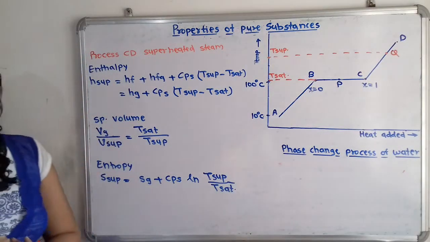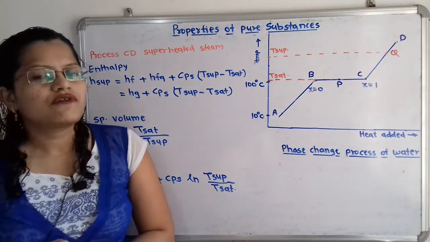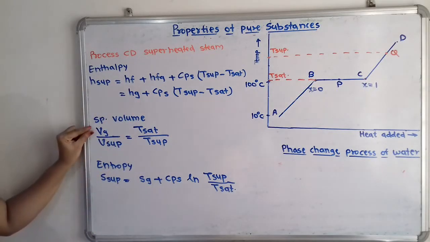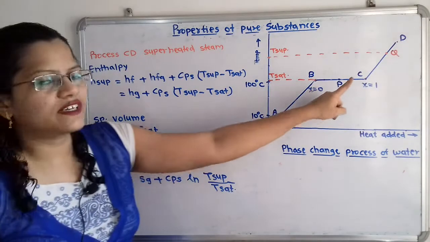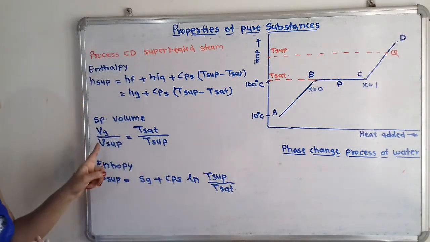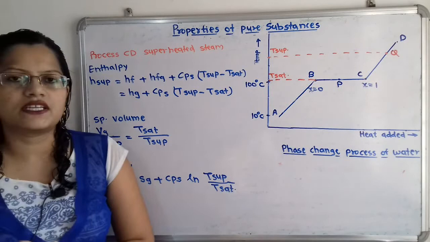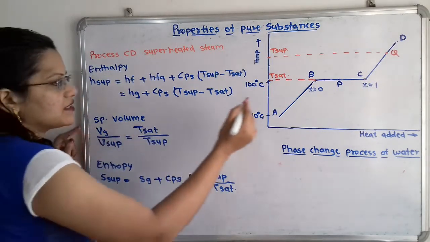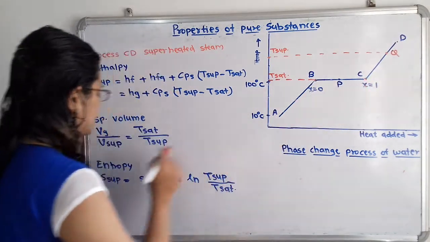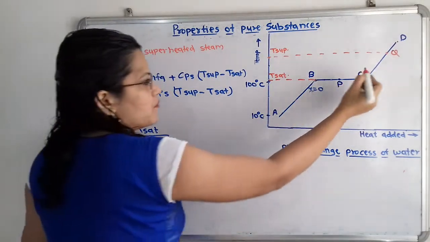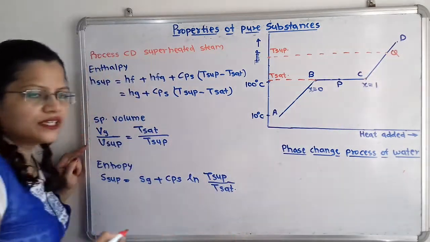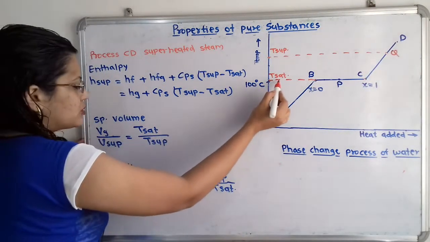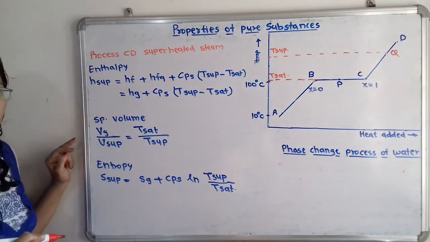Now we will move to the specific volume. For the specific volume we have to take the ratio of the specific volume of dry and saturated vapor and the specific volume of the superheated vapor. So here Vg is the specific volume at this point C and V superheated is the specific volume at the selected point Q. So Vg by V superheated is equal to T saturated divided by T superheated.